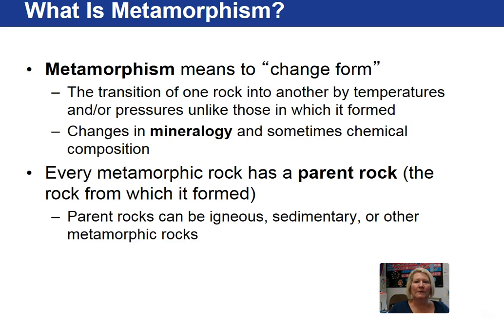The term metamorphism means to change form. This is done by changes in temperature, pressure, or the introduction of hot ion-rich fluids. Textures often change during metamorphism, as well as mineralogy. The rock from which a metamorphic rock forms is called the parent, or sometimes the protolith. These can be igneous, sedimentary, or another metamorphic rock that simply gets re-metamorphosed.